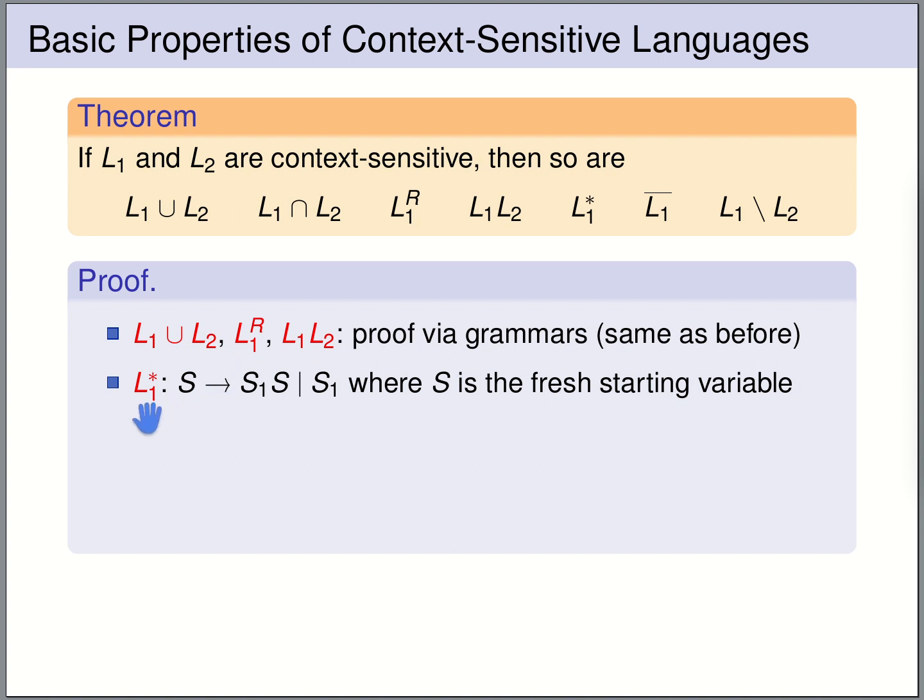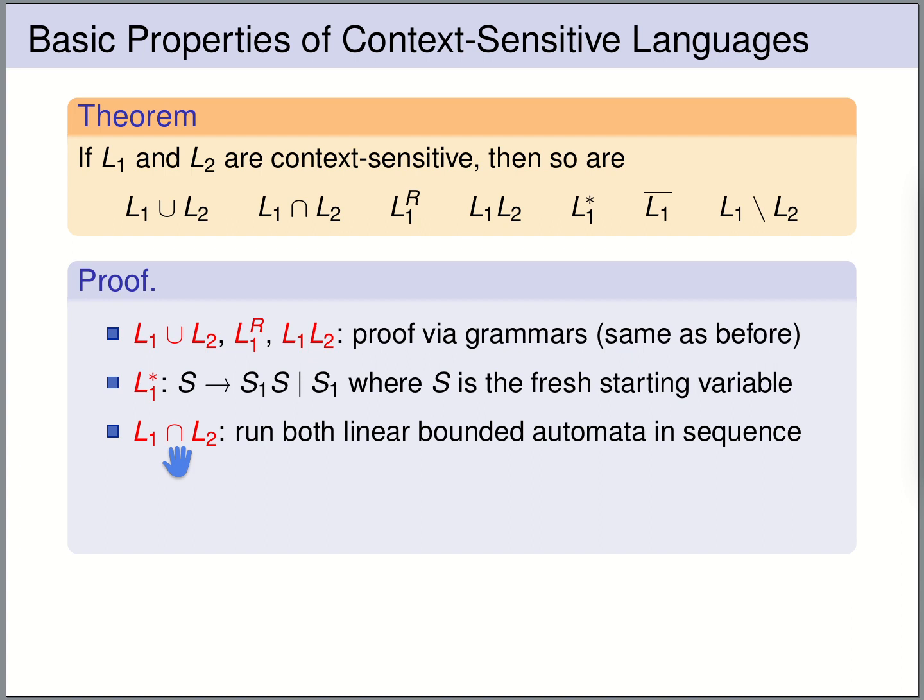For the Kleene star, we do it almost as before, but instead of having a rule S goes to lambda, this is not context sensitive, we have a rule S goes to S1. It's basically the same, but we don't produce the empty word.